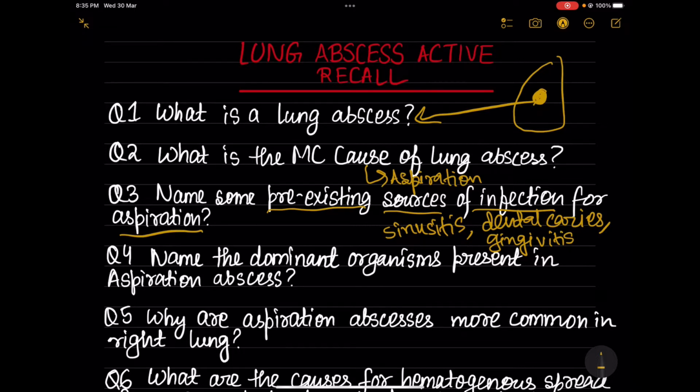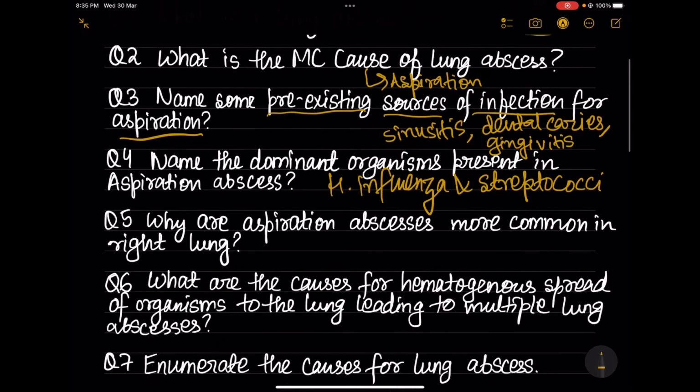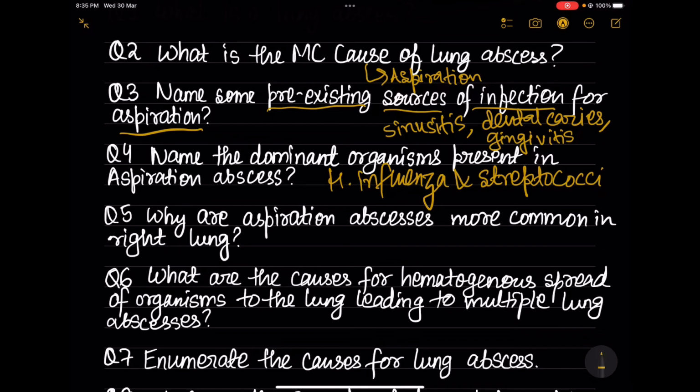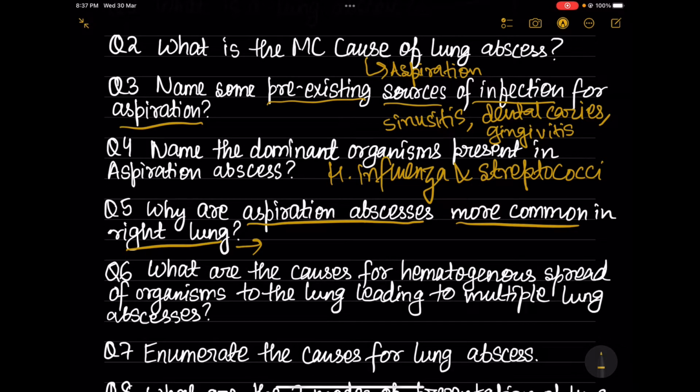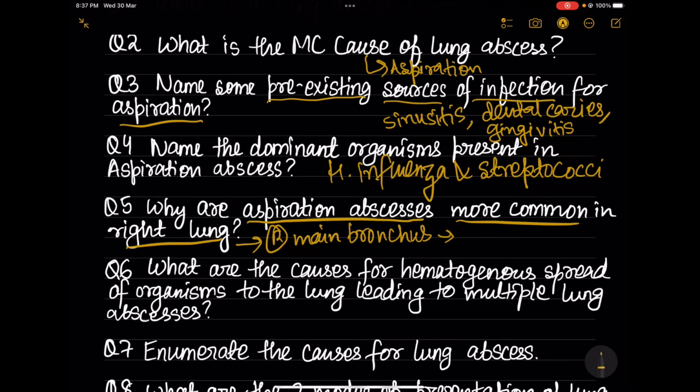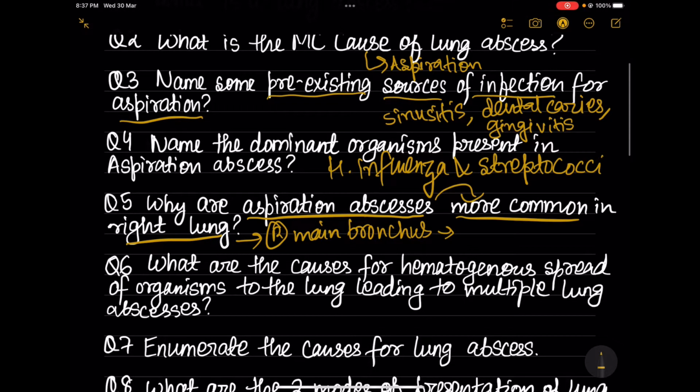Now next question is, name the dominant organisms present in aspiration abscess. Basically we will have two organisms, that is Haemophilus influenzae, and the other one which is very common is streptococci. Next is, why are aspiration abscesses more common in right lung? The right main bronchus has a relatively vertical course compared to the left main bronchus. So this facilitates the drainage of the aspirated contents into the right lung easily compared to the left lung. That's why aspiration abscesses are more common in right lung.